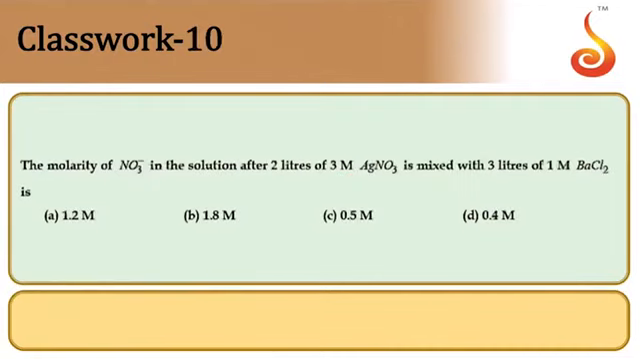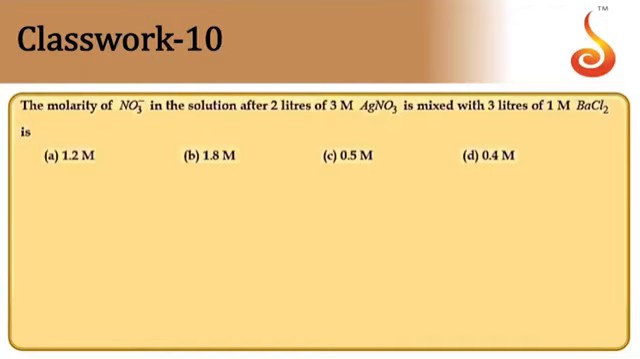Next one. The molarity of NO3 minus ions in a solution after 2 liters of 3 molar AgNO3 is mixed with 3 liters of 1 molar BaCl2 solution. We need to know the concentration of NO3 minus ions in the entire solution.